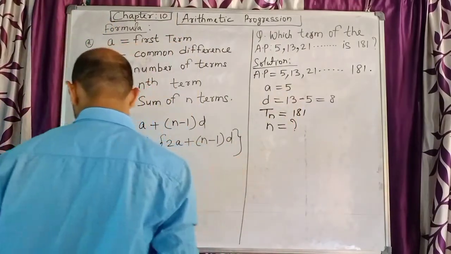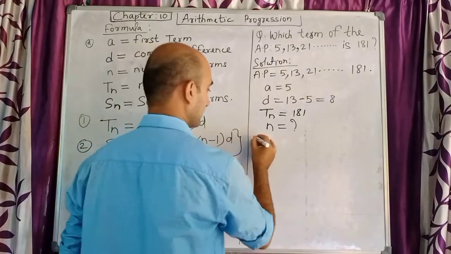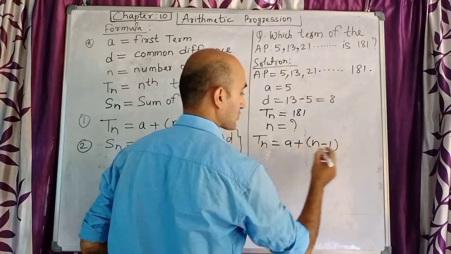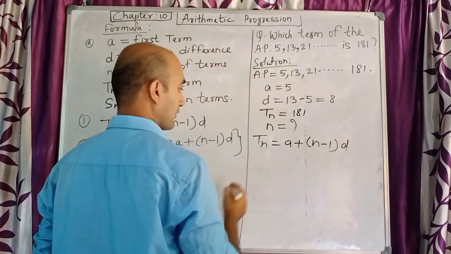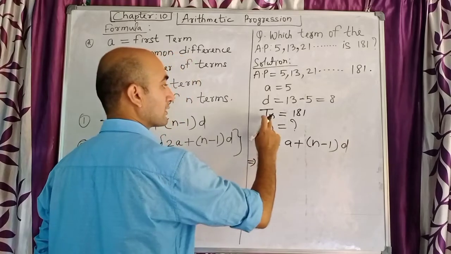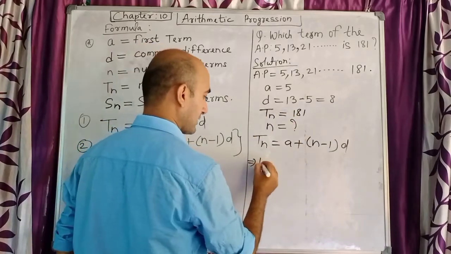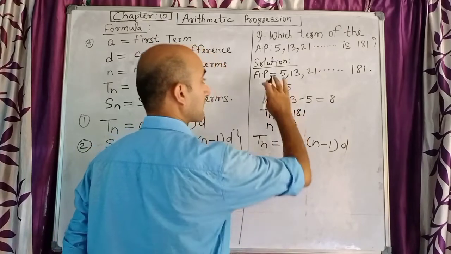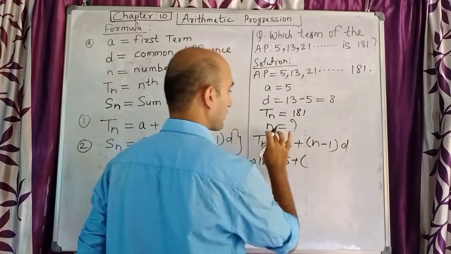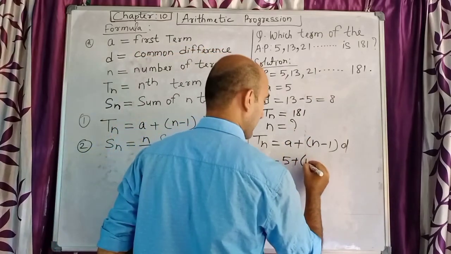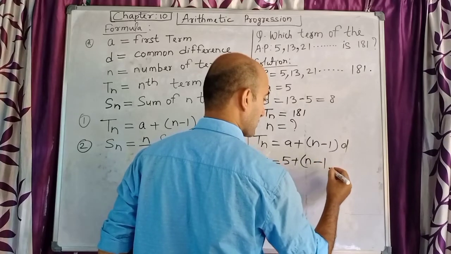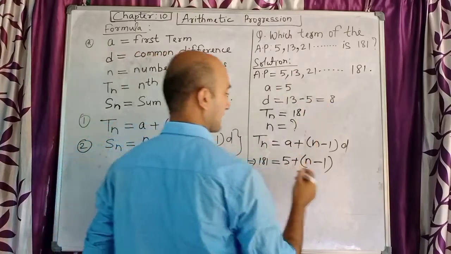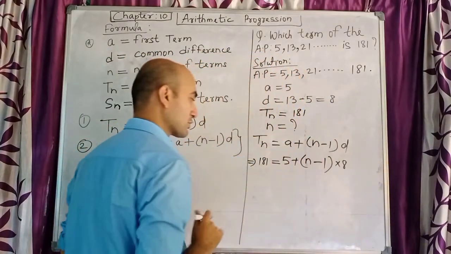Now we will apply this formula. Tn equals A plus bracket n minus 1 into D. Now we will put all the respective values. Tn is 181, so I write 181 equal to A, which is 5, the first term in the AP, plus n, which we do not know, so we write n only, minus 1, and the D value is given, second minus first, that is 8. So into 8, or we can also write directly 8.